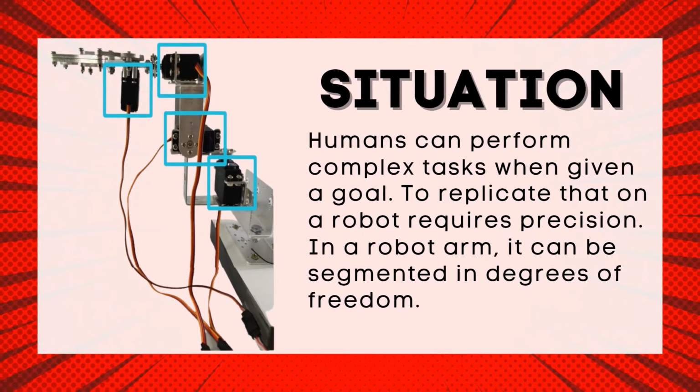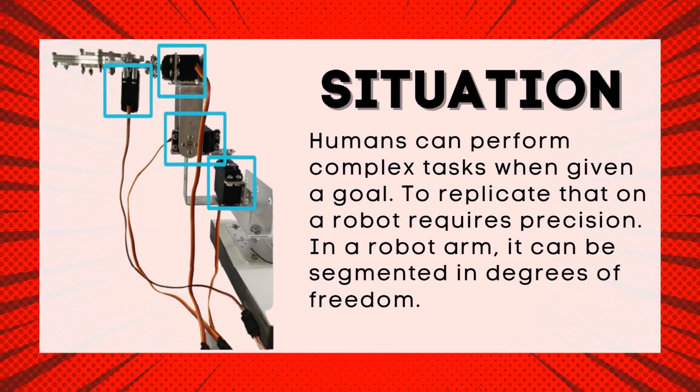Humans can perform complex tasks when given a goal. To replicate that on a robot, it requires precision. In a robot arm, it can be segmented in degrees of freedom. These degrees are controlled by the servo motors placed on the different parts of the arm.